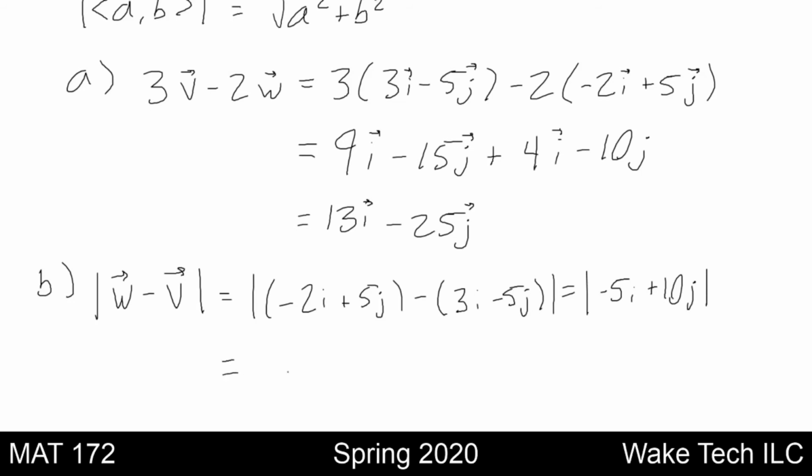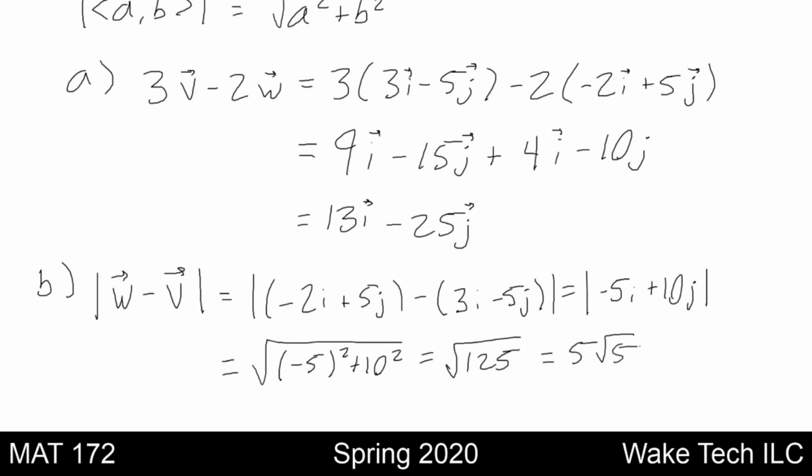Then, the magnitude of this vector is the square root of the components squared and then added together, so we have negative 5 squared plus 10 squared. Negative 5 squared is 25, 10 squared is 100, so we have the square root of 125. And if you feel like going the extra mile, the square root of 25 is 5, so we have 5 square root of 5.